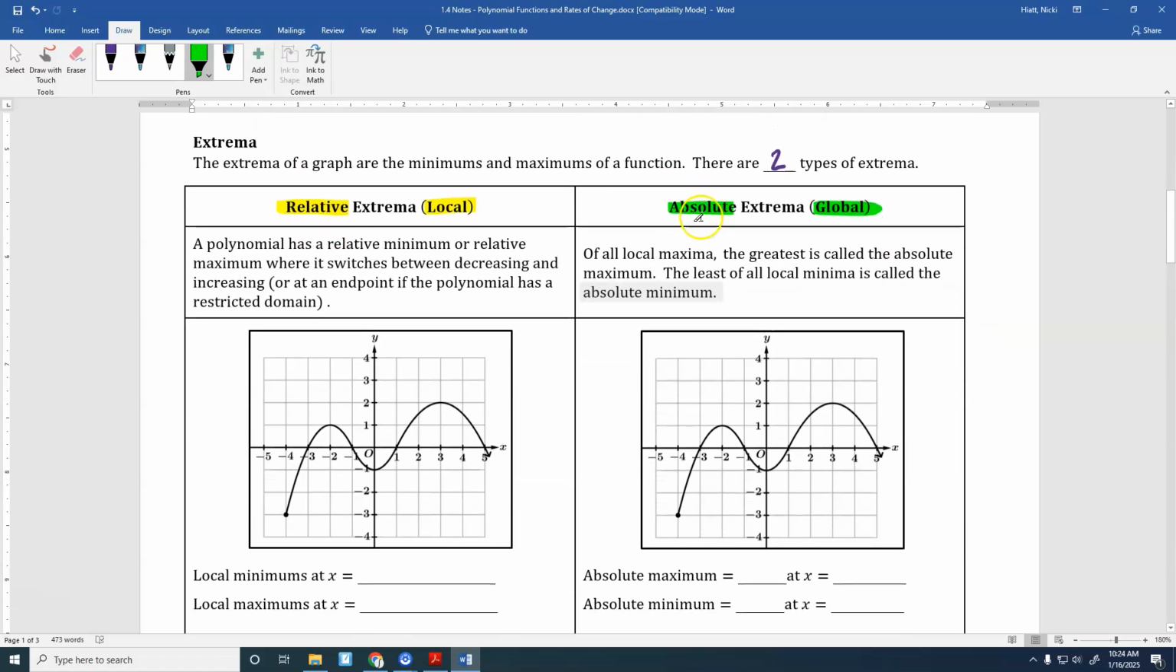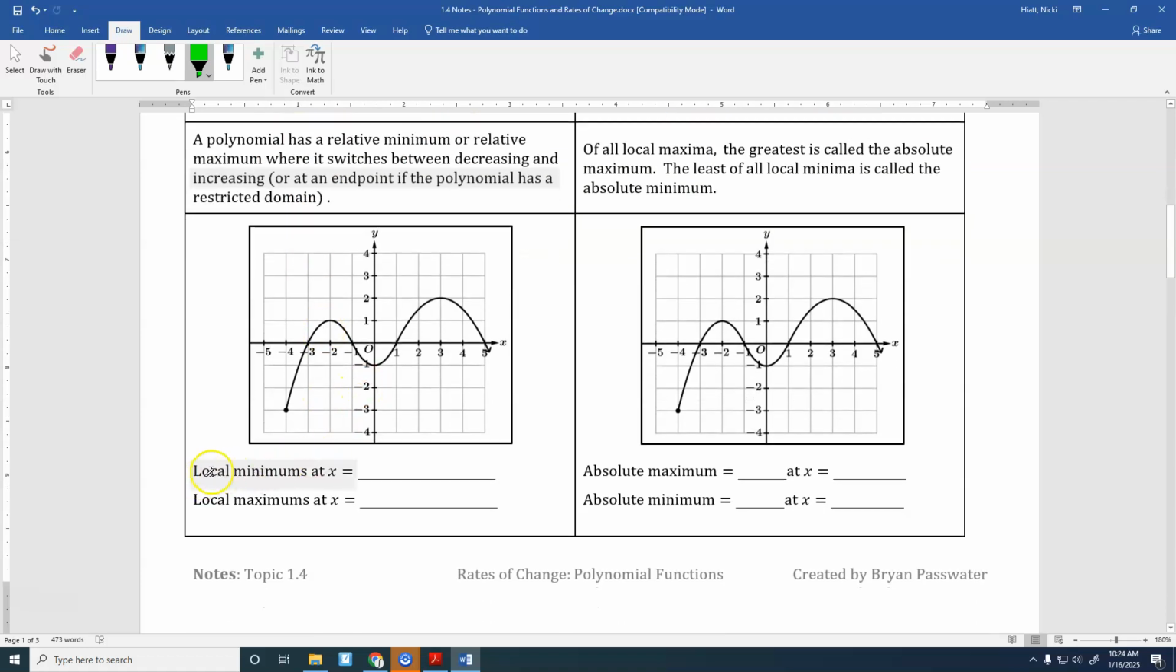For your absolute extrema, first of all, absolute extrema are also relative extrema. So whenever you have a relative maximum or minimum, it also could be an absolute maximum or minimum. Because look at our definition right here. Let's go ahead and find these. Local minimums and local maximums is what they are asking us for.